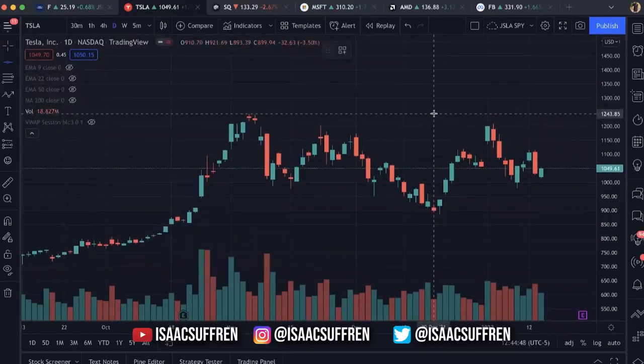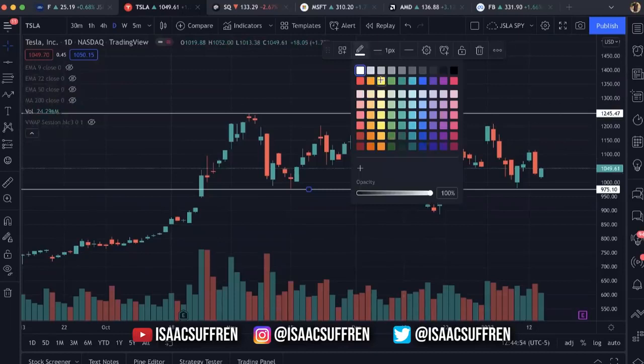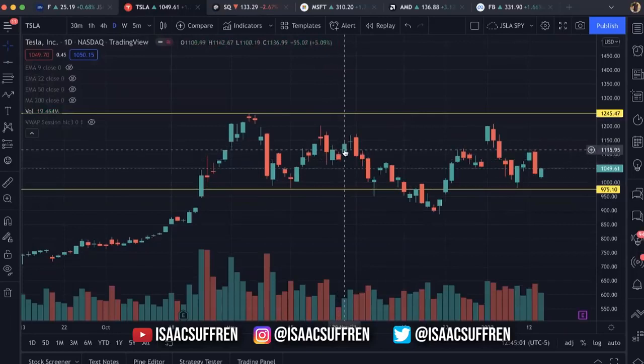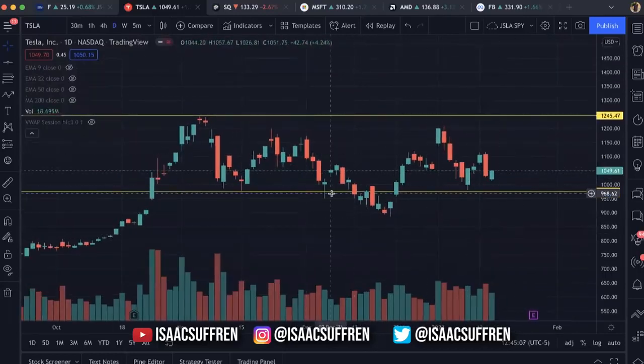So as you can see, we have a level up there. We have a level right here. And let me be consistent. Let me make my daily support levels yellow. Right, so we have a level right here. We may even have a little bit of a level right here, but let me just keep it simple, and I'll keep these two levels right here.